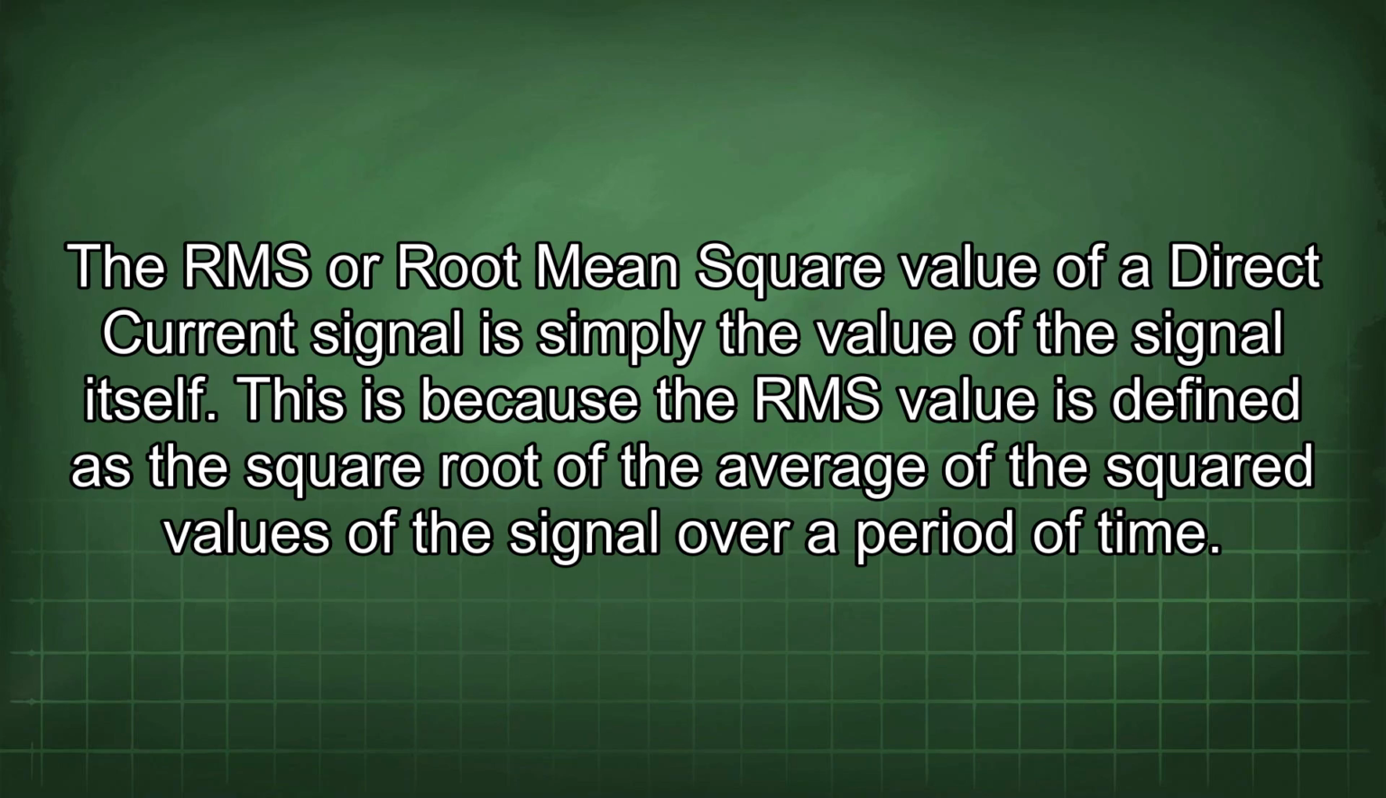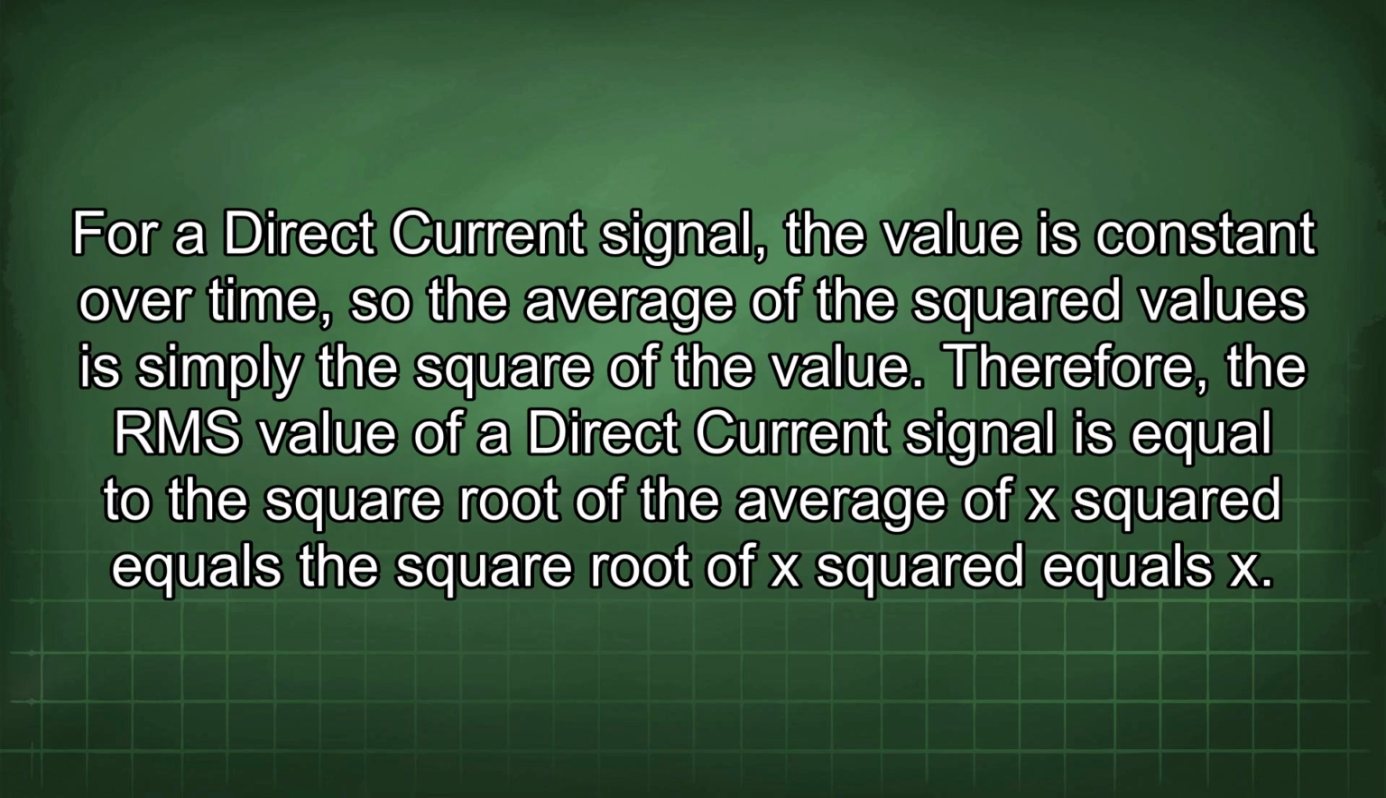The RMS, or root mean square, value of a direct current signal is simply the value of the signal itself. This is because the RMS value is defined as the square root of the average of the squared values of the signal over a period of time. For a direct current signal, the value is constant over time, so the average of the squared values is simply the square of the value.